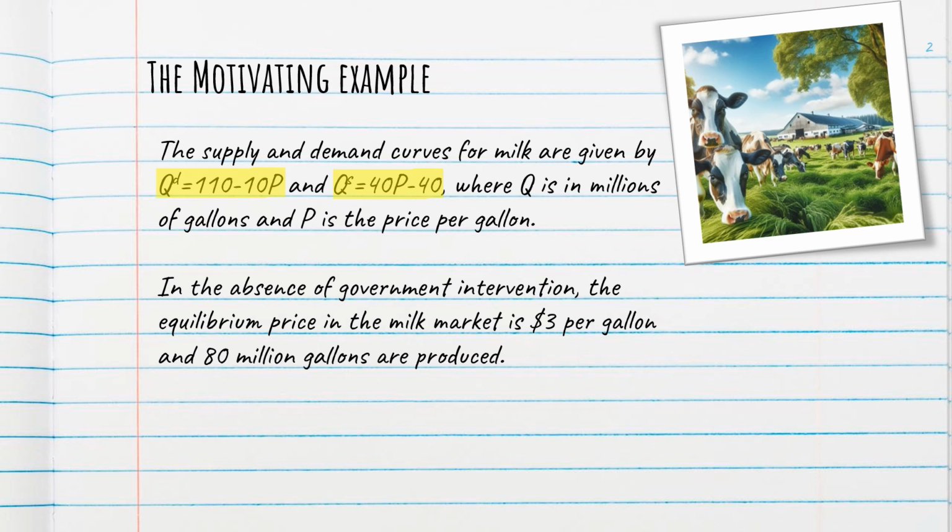We are told that in the absence of government intervention, the equilibrium price in the milk market is $3 per gallon and 80 million gallons are produced.